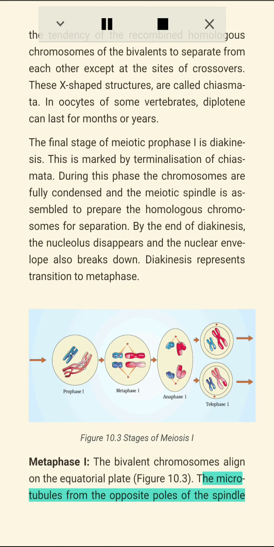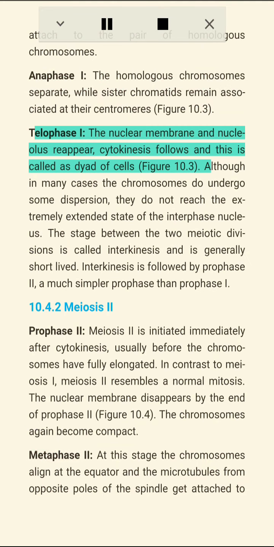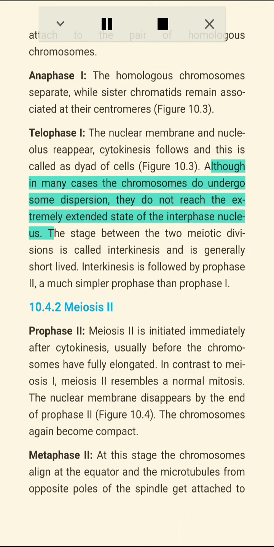Figure 10.3 Stages of Meiosis I. Metaphase I. The bivalent chromosomes align on the equatorial plate. The microtubules from the opposite poles of the spindle attach to the pair of homologous chromosomes. Anaphase I. The homologous chromosomes separate while sister chromatids remain associated at their centromeres. Telophase I. The nuclear membrane and nucleolus reappear. Cytokinesis follows and this is called as dyad of cells.